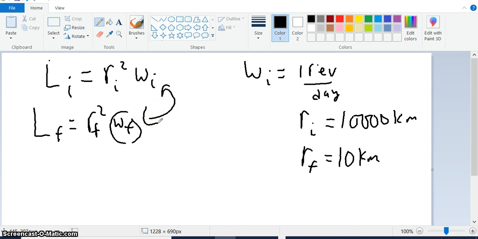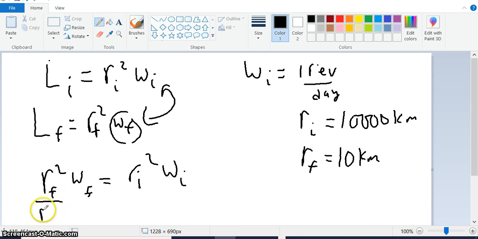We're just setting these two equations equal to each other. It's really easy, and so we get r final squared omega final, remember that's what we're trying to solve for, is equal to r initial squared times omega initial. We can rearrange that equation and solve. It's pretty simple. You just divide both sides by r final squared, and of course the r finals on this side cancel, so this is solving for omega final.